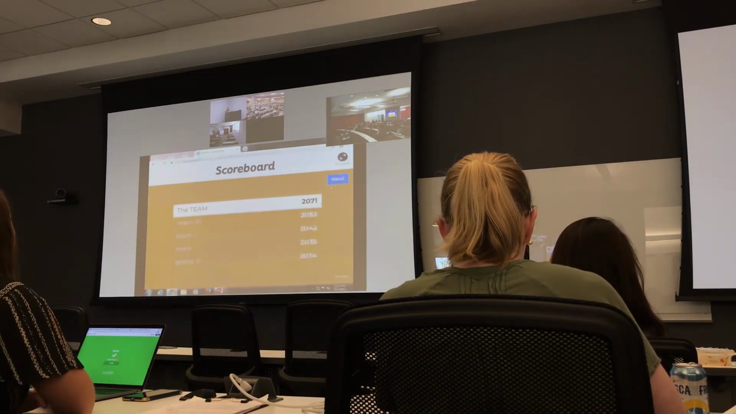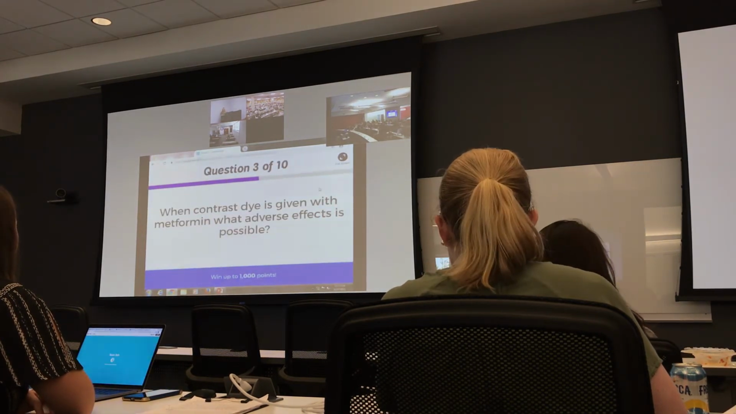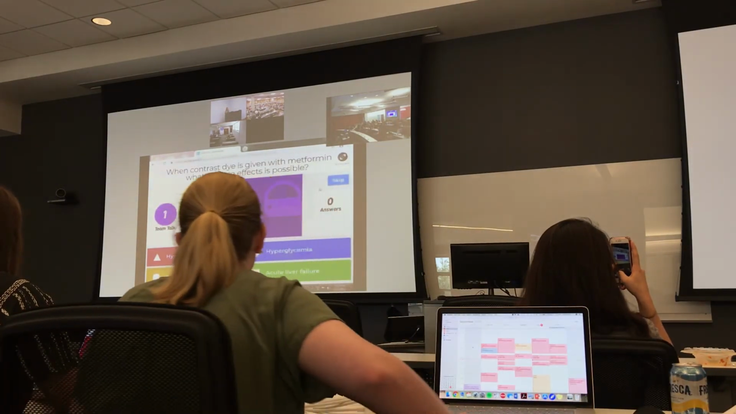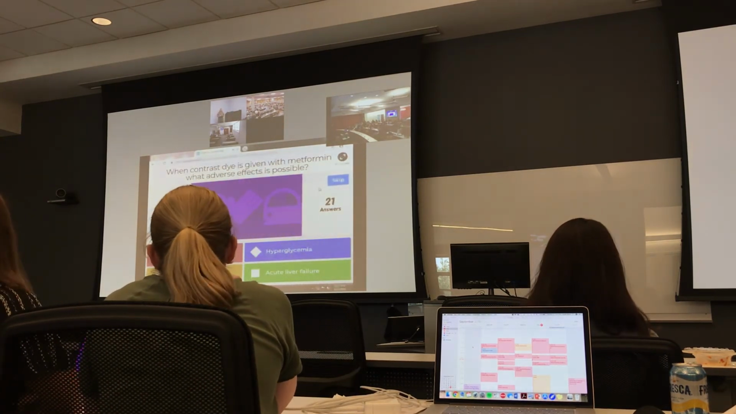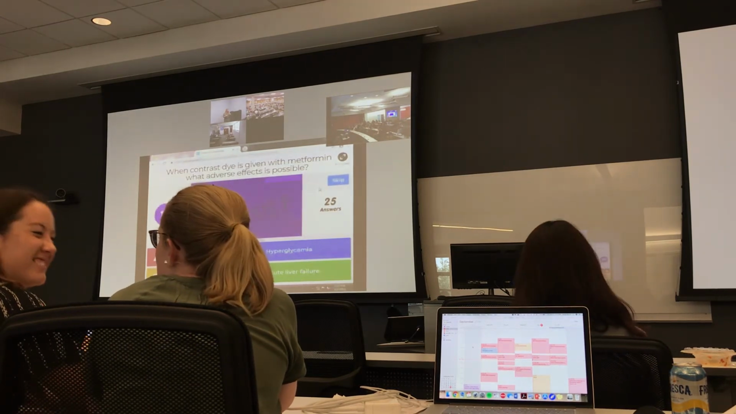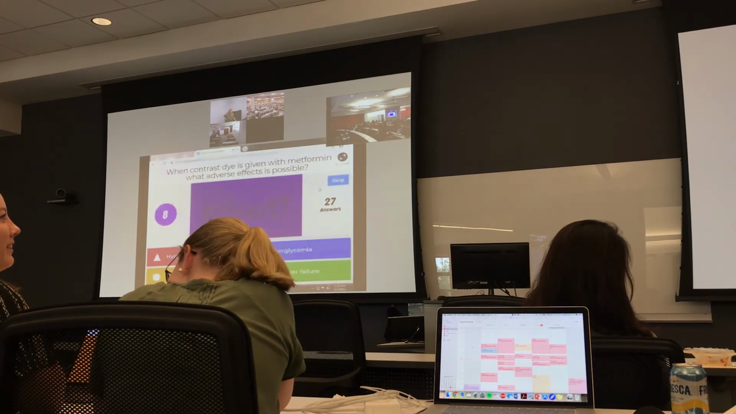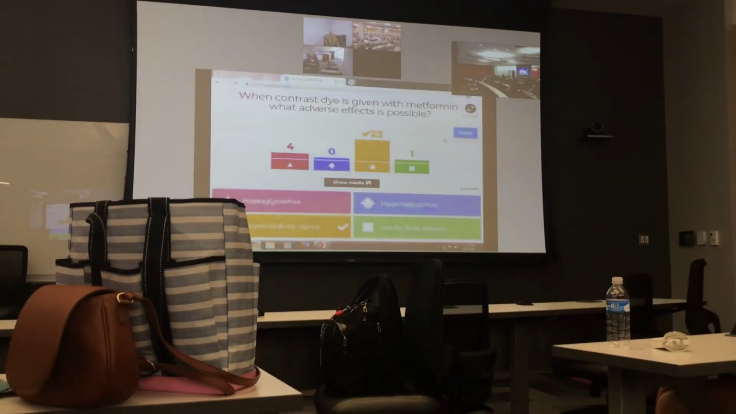The team coming on up. All right, when contrast dye is given with metformin, what adverse effect is possible? Is it hypoglycemia, hyperglycemia, acute kidney injury, or acute liver failure? Your toe falls off. Acute kidney injury, really good. So, what's our risk with acute kidney injury?